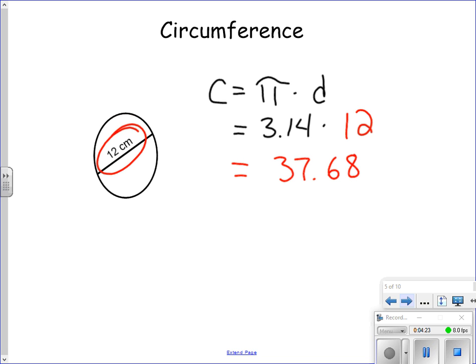And again, this is just going to be centimeters, not centimeters squared, because it's just a linear distance all the way around the shape, not an area inside the shape.